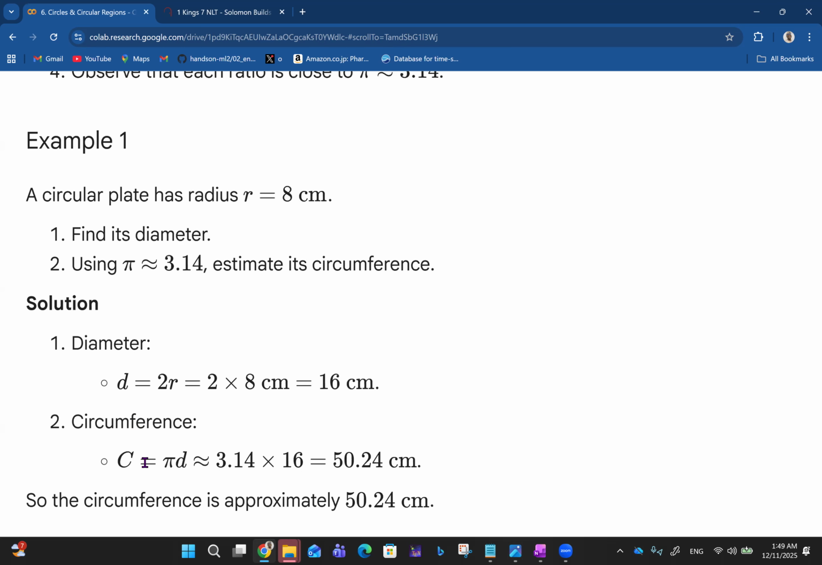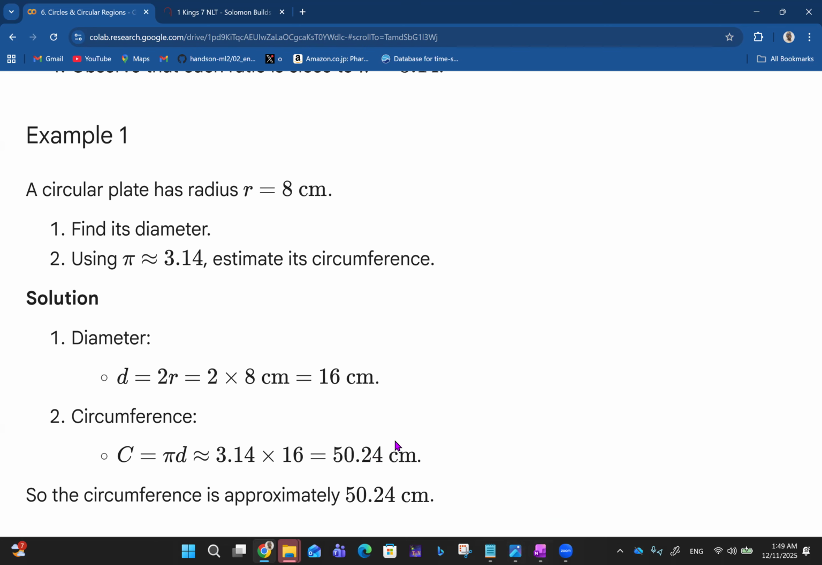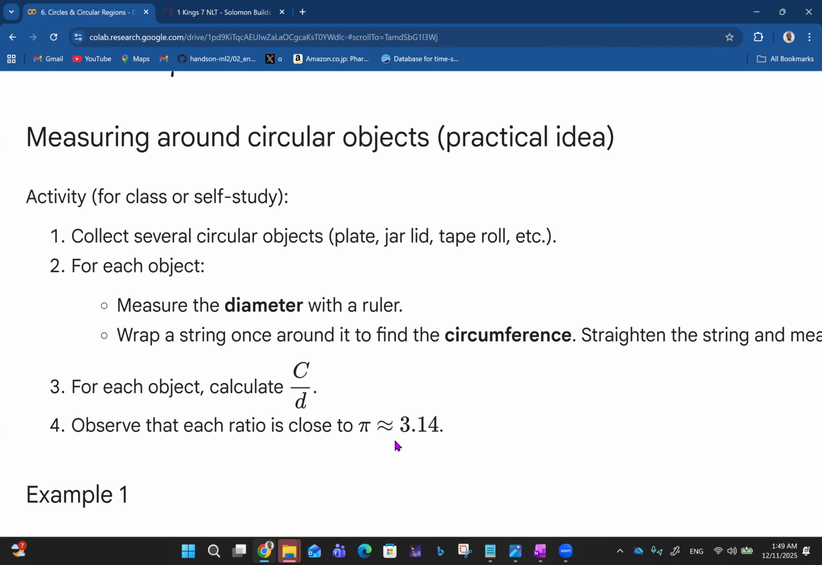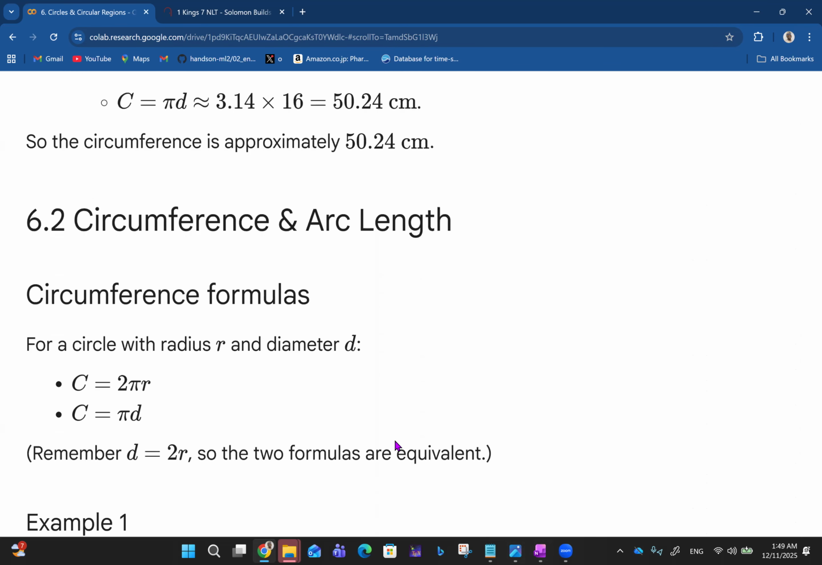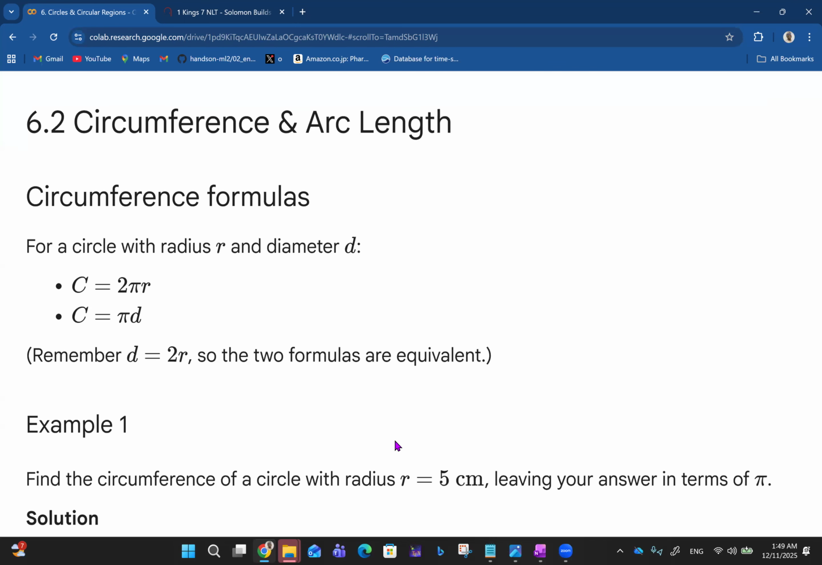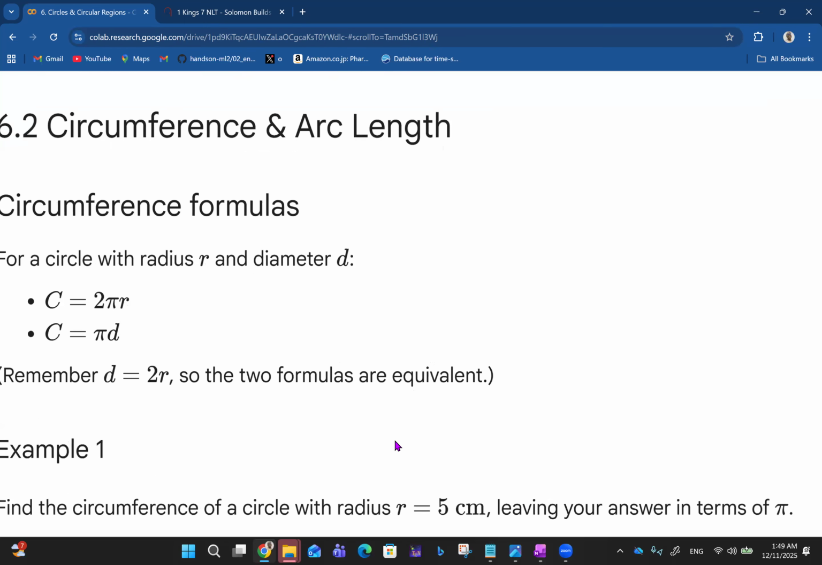Then the circumference, of course, we know that pi is circumference over diameter. So it means that circumference itself will be pi times d. That's 3.14 times 16, which is 50.24 centimeters. So the circumference is approximately 50.24 centimeters. Never forget that relationship, that pi is roughly circumference over diameter. Okay. Now we move on to 6.2, where we talk about the circumference and arc length.